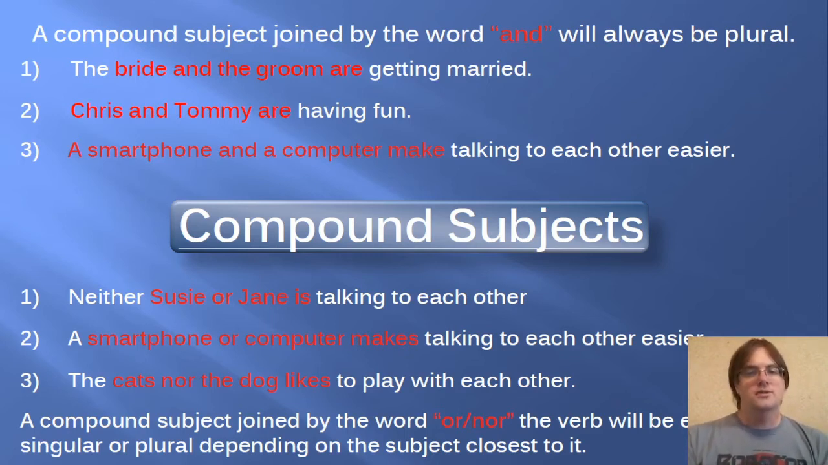And now if we use or or nor in a compound subject, the verb will be either singular or plural depending on the subject closest to it. So neither Susie or Jane is talking to each other. Jane, of course, is just one person. A smartphone or computer makes talking to each other easier. So, of course, computer is just one. The cats nor the dog likes to play with each other.